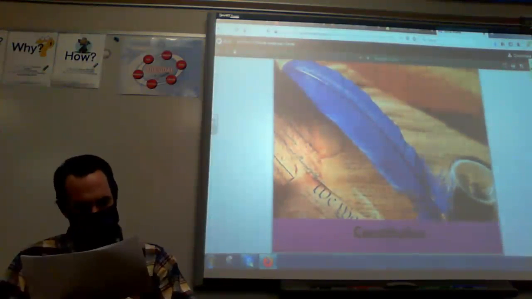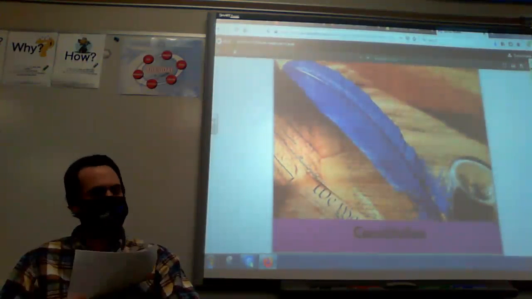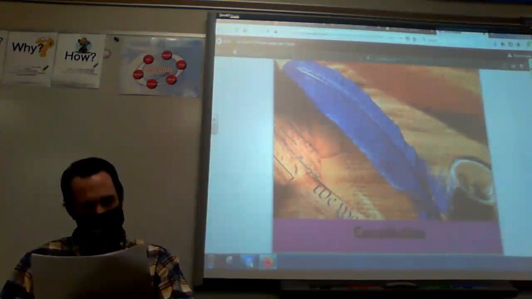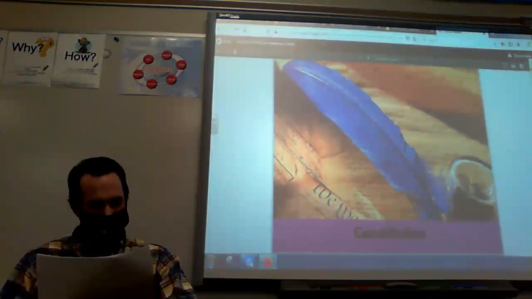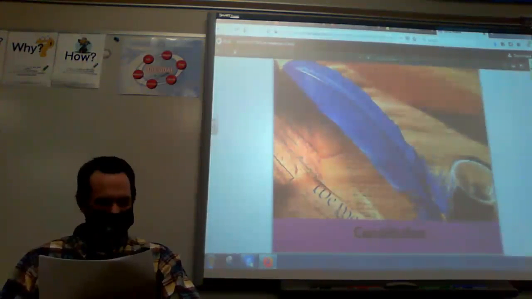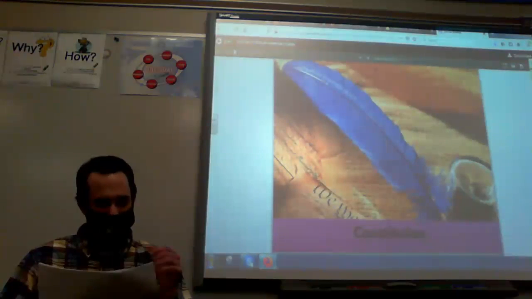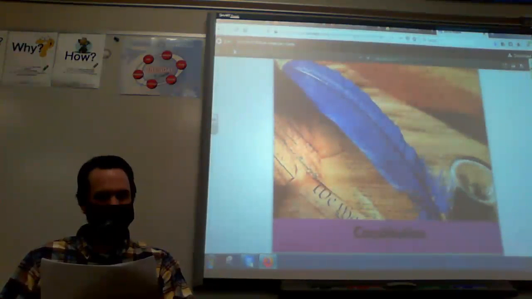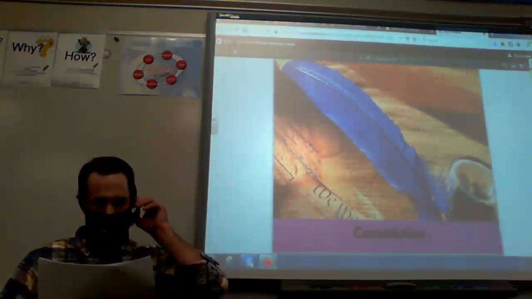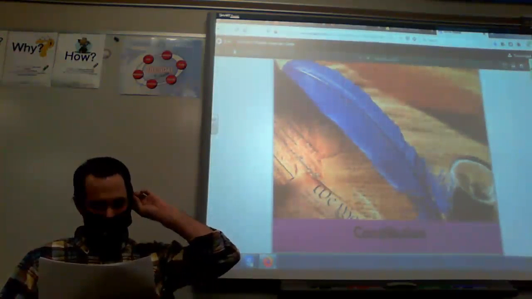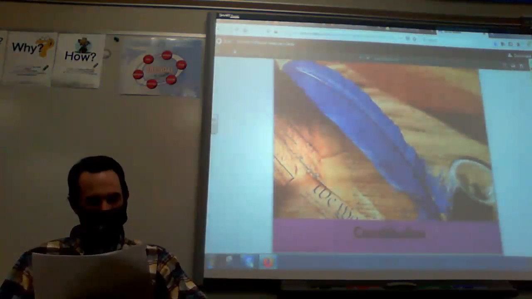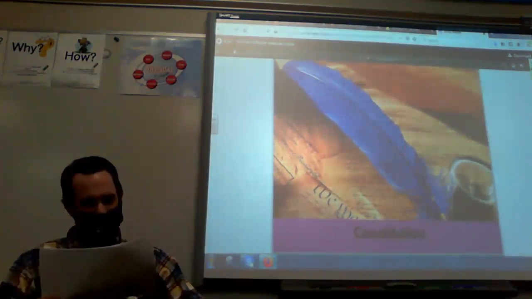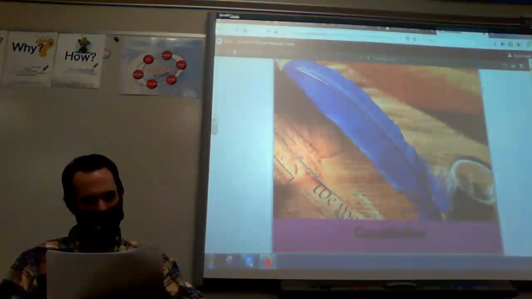The Constitution, my turn. Constitution, your turn. Constitution. The Constitution is the written set of fundamental principles by which the United States is governed. So here's an example. The US Constitution was written in 1787. Laws in the United States are based on the Constitution. Judges make sure courts carry out the principles of the Constitution.